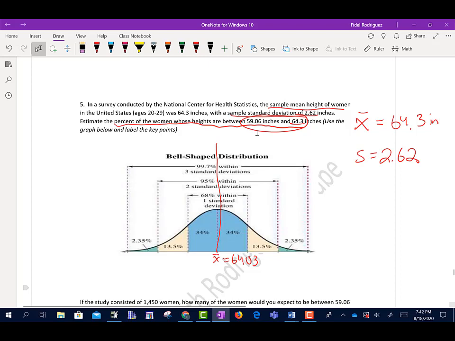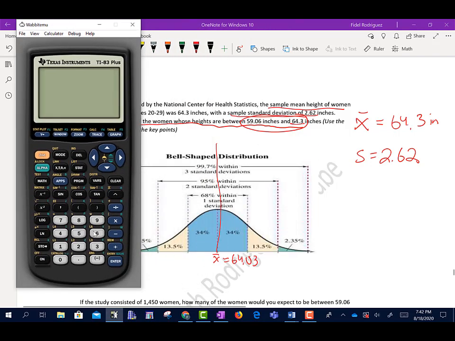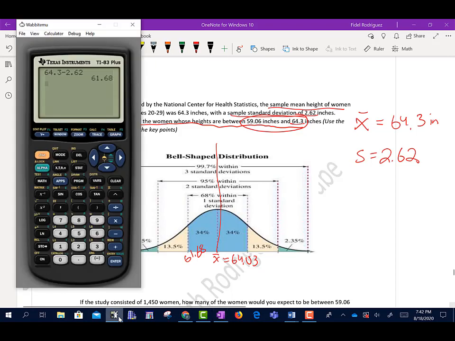So I want to figure out how far 59.06 is from 64.3, and by far I mean how many deviations away it is. The way I'm going to do that is take 64.3 and subtract 2.62. That gives me 61.68. Let's do it again and subtract another 2.62. There's my 59.06.